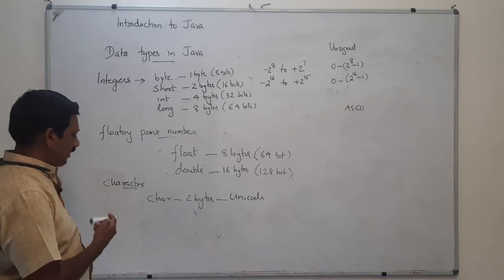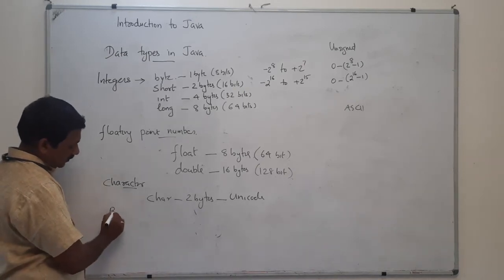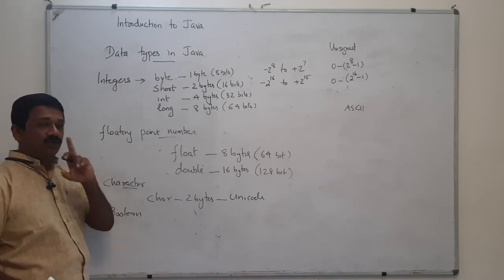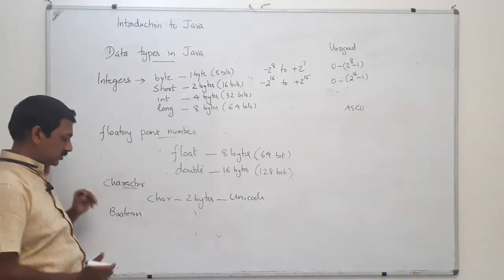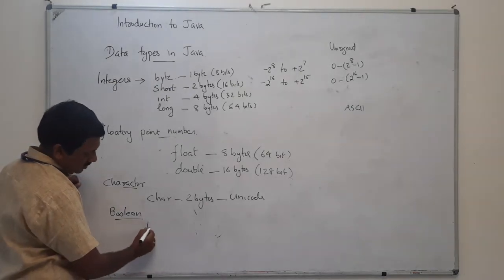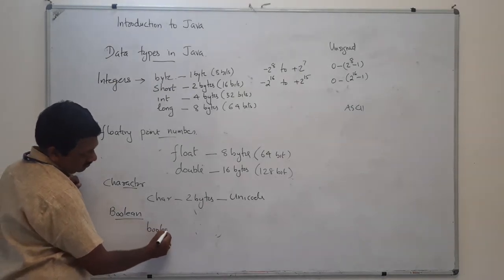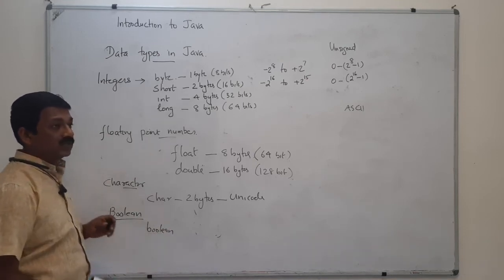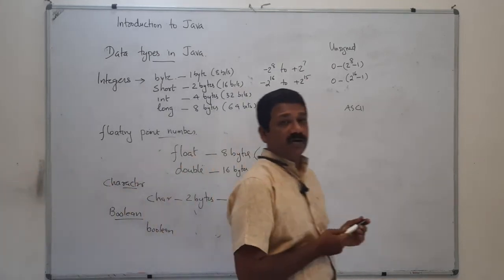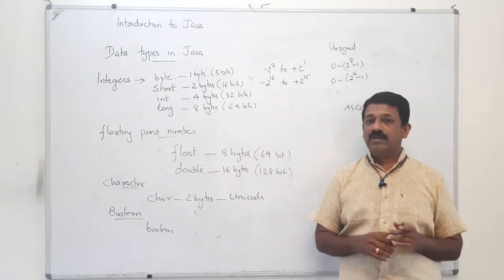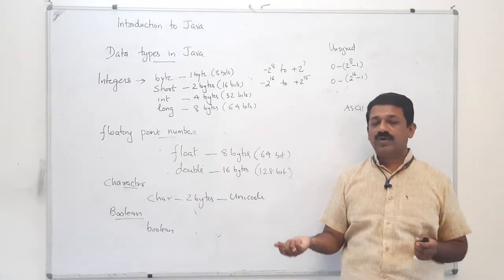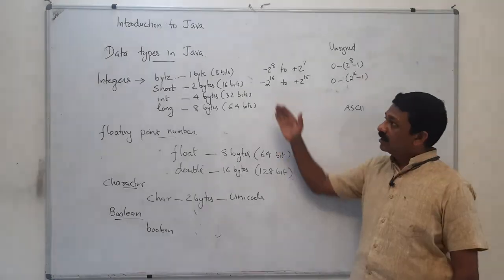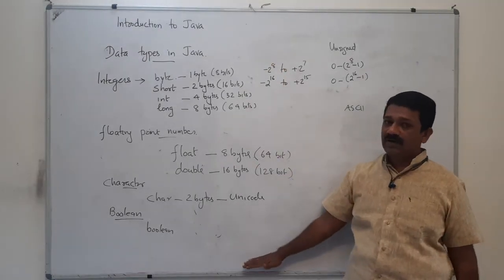And finally, another data type, which is Boolean. Boolean values can take only one value, either true or false. That means only a single bit is allocated for that. That means if it is 1, it is true, and if it is 0, it is false. These are the data types in Java.